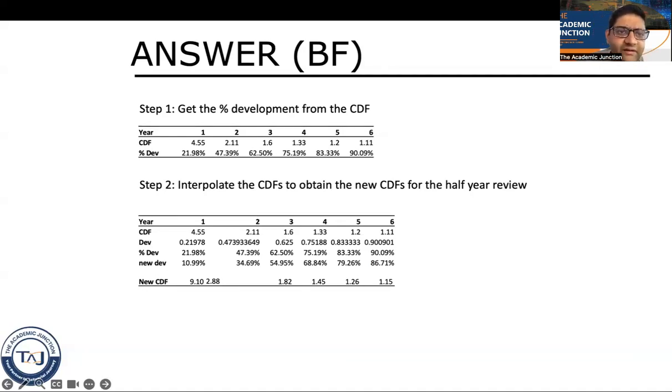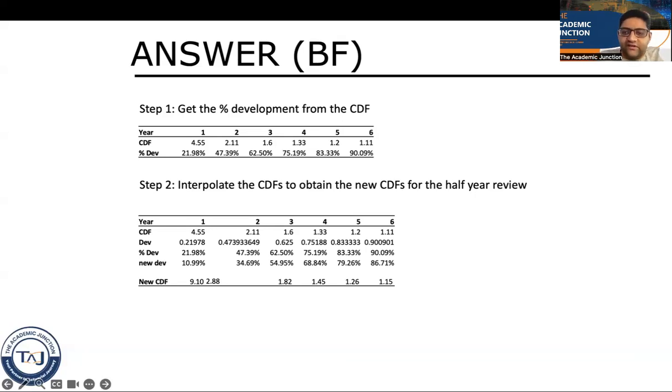So, step one, get the percentage developed from the CDFs. The easiest way for you to get the new development factors is to interpolate. If it is 21.98% for the first year, make it 10.98% for 6 months. And take the average of 1 and 2, which is 21.98 plus 47.39 divided by 2, which is 34.69 for 1.5 years. And so on and so forth. So you get the new CDFs by doing 1 divided by new development factors. So you get 9.1, 2.88, 1.82, 1.45, 1.26, 1.15.